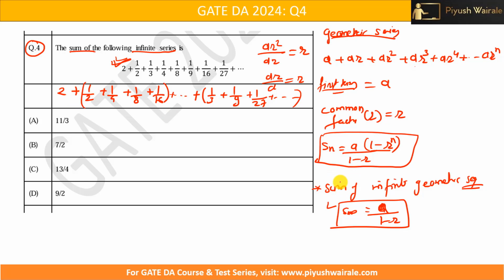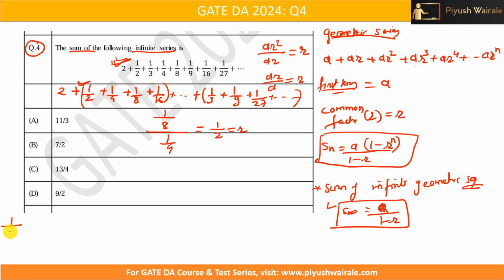Now can I apply this concept, geometric series, here? Yes. If you observe 1 by 2 plus 1 by 4 plus 1 by 8, if you consider any two successive terms, the ratio is what? If I take 1 by 8 divided by 1 by 4, what I will get? 1 by 2. So here R is basically 1 by 2 for this particular series.